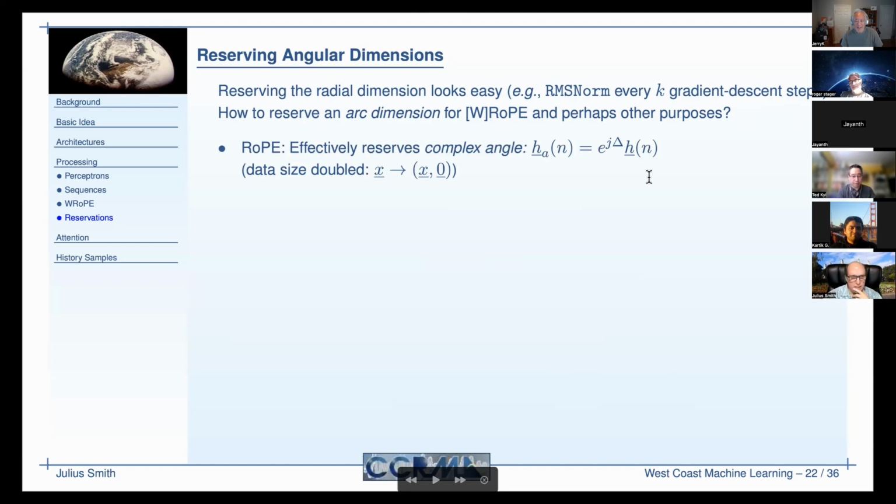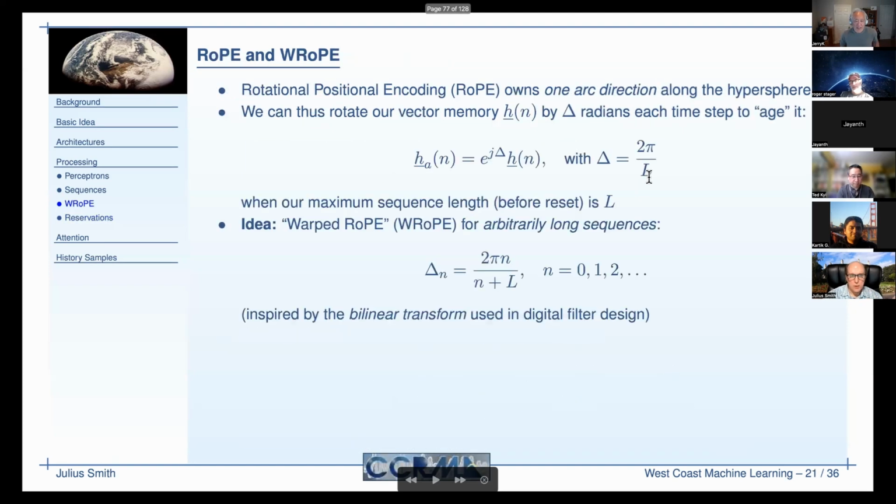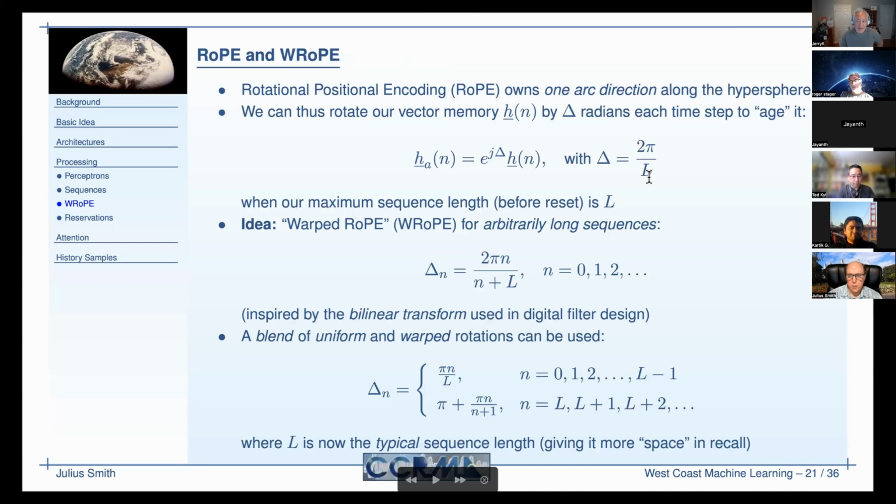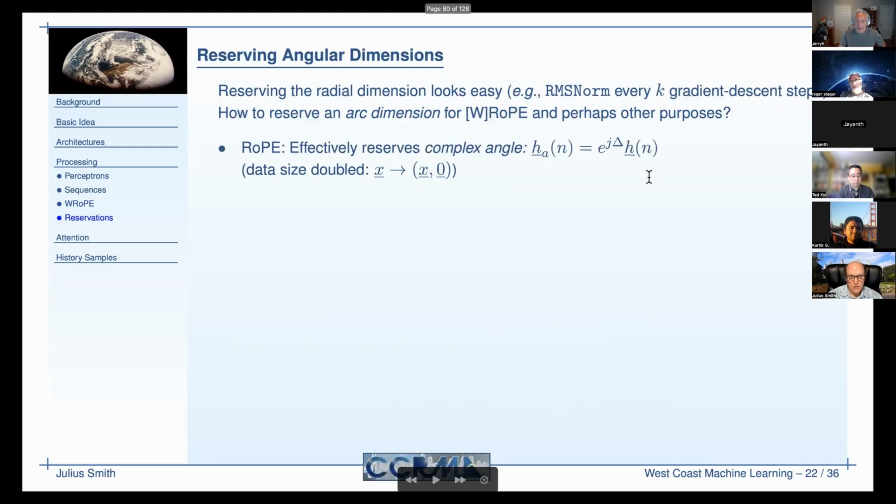And so the next topic is, if we're doing RoPE, that's basically reserving one angular dimension for time, for age. And so I have a very strong interest in reserving other angular dimensions for other meanings. And so we can reserve the radial dimension for normalization, for similarity scoring, by simply doing RMS norm.